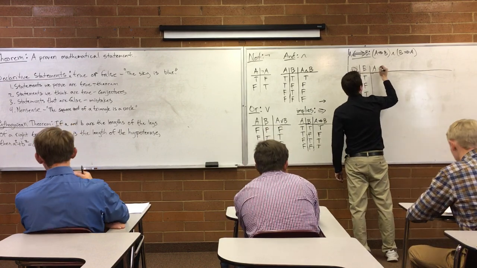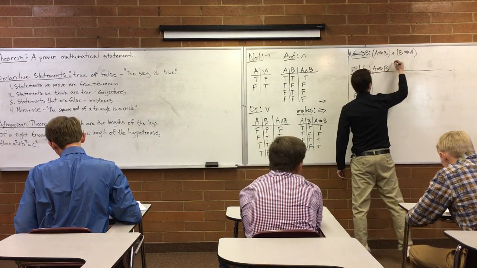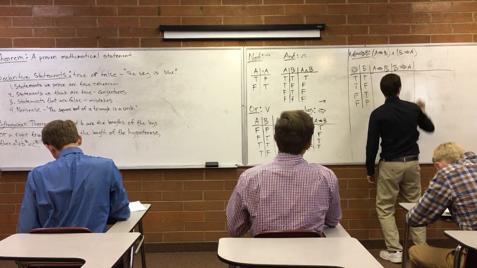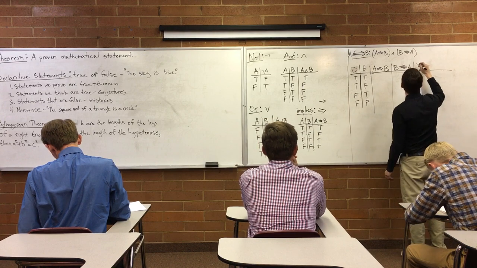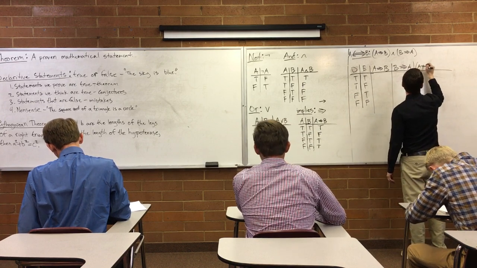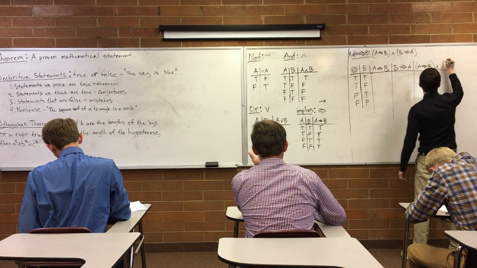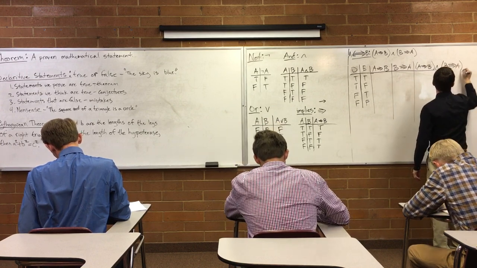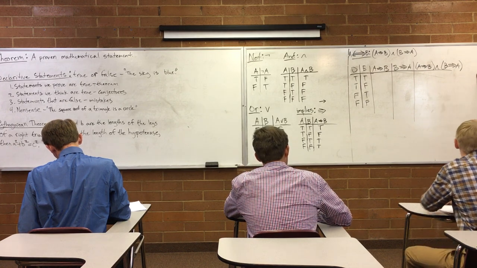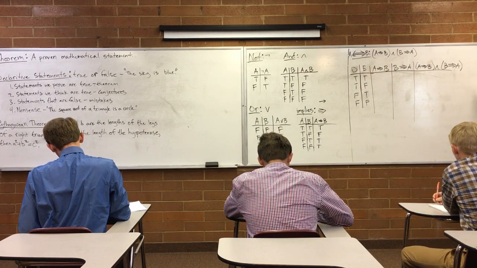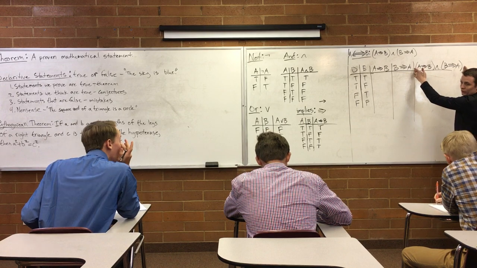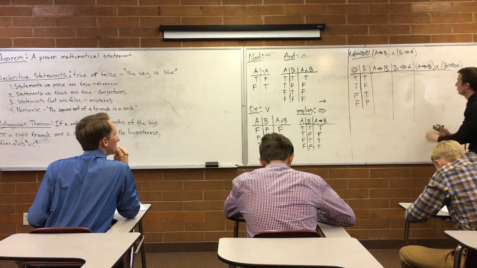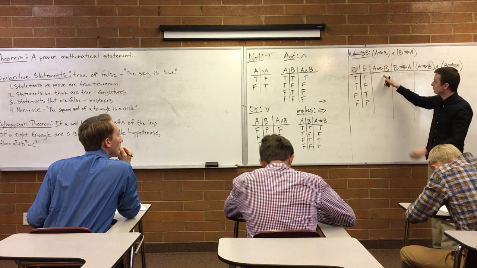Okay. So A implies B. We'll write out its values. B implies A. We'll write out its values. And then A implies B and B implies A. Everyone understand what we're doing? Yeah. We're going to find out when this statement is true and false based off of knowing when these statements are true and false. That's what we're going to do. So let's start with filling in A implies B.